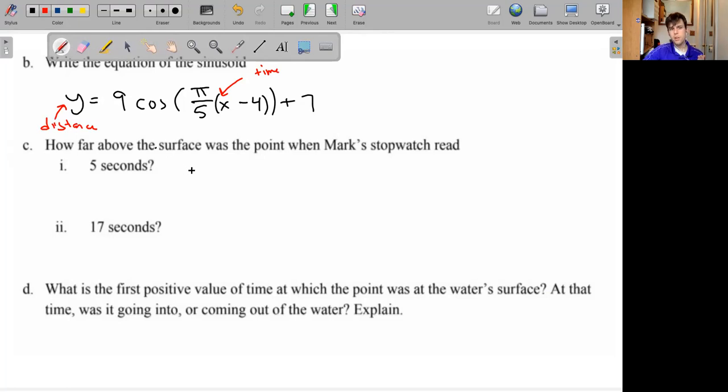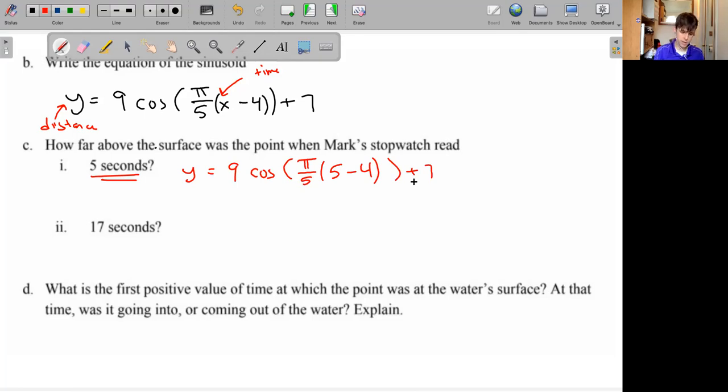How far above the surface was the point when Mark's stopwatch read 5 seconds? Okay. Pretty easy problem. We're just going to substitute 5 in for x. So I'm going to write out what I'm going to use my calculator to do. You could use Desmos, or you could use a graphing calculator of some sort to do this. But I'm just replacing x with 5.